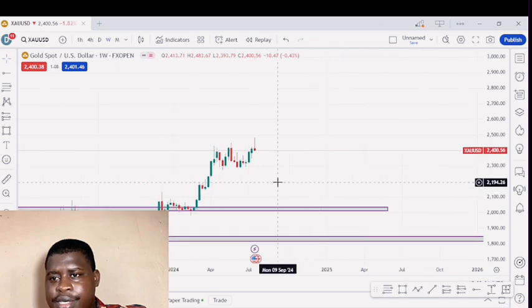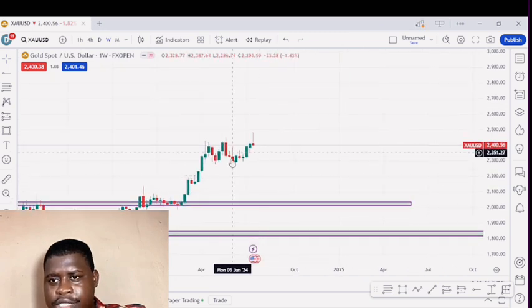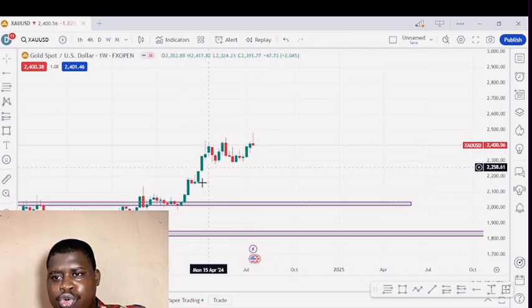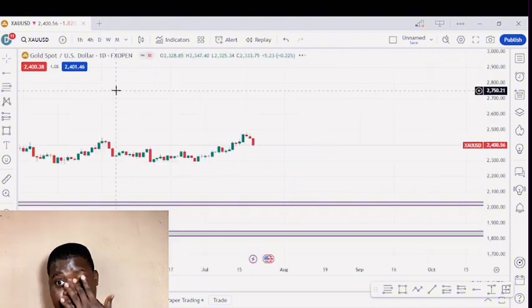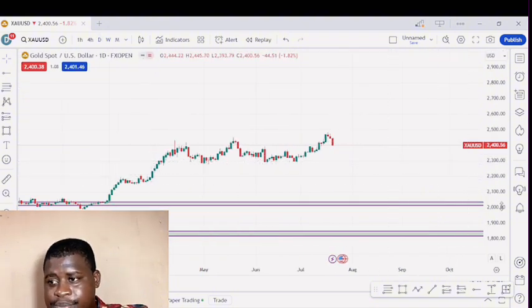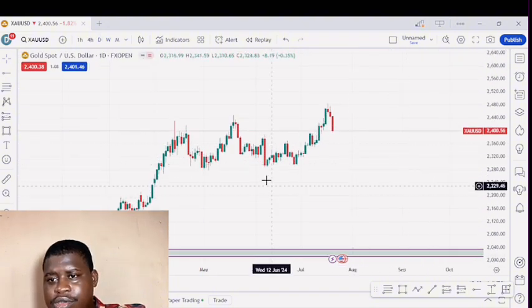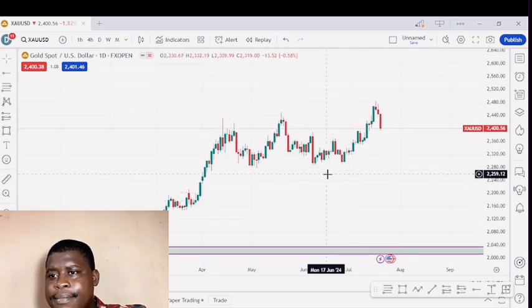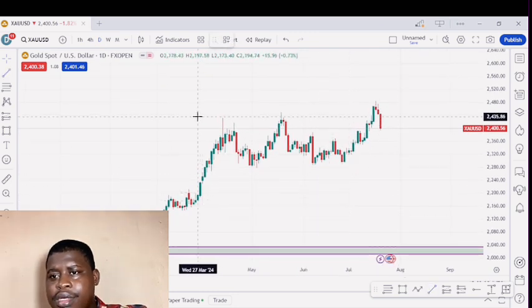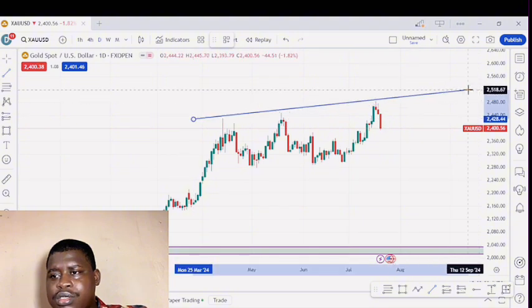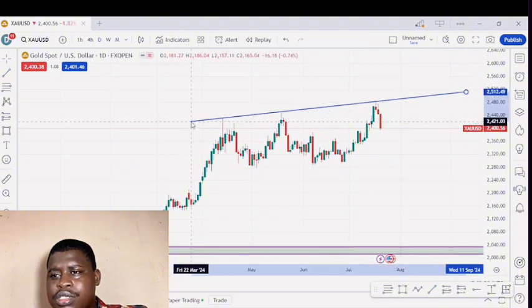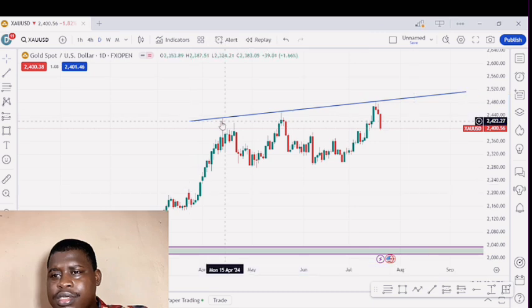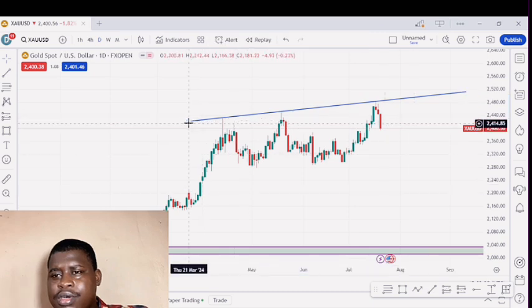So what is happening here? We are just hanging on this rope. So let's go to the daily time frame and see what's happening, if we can connect any dots here. Okay, I think I can connect these weeks. These weeks can be connected.